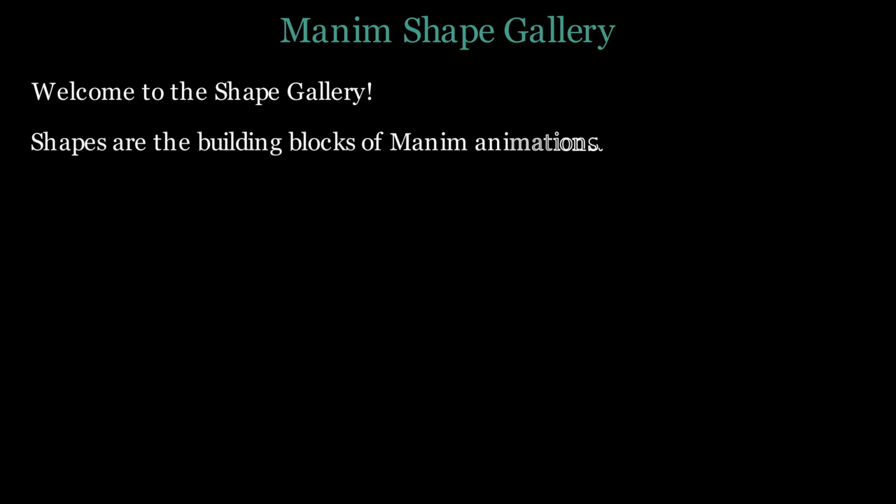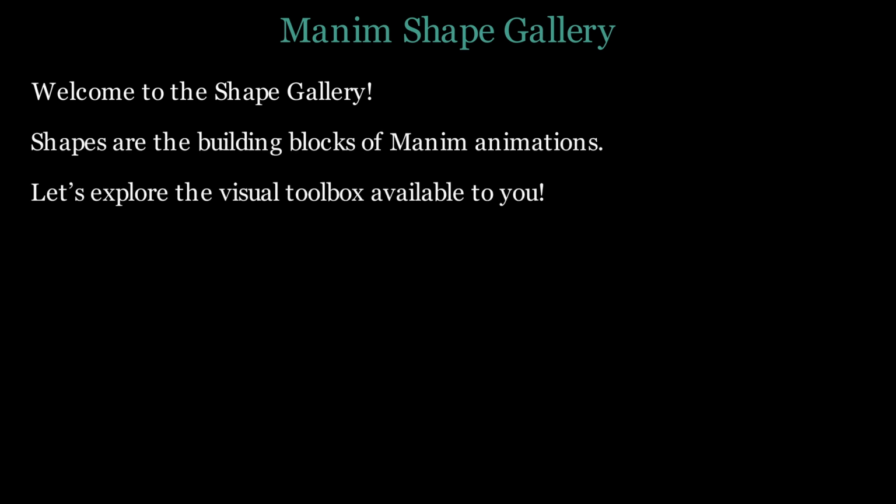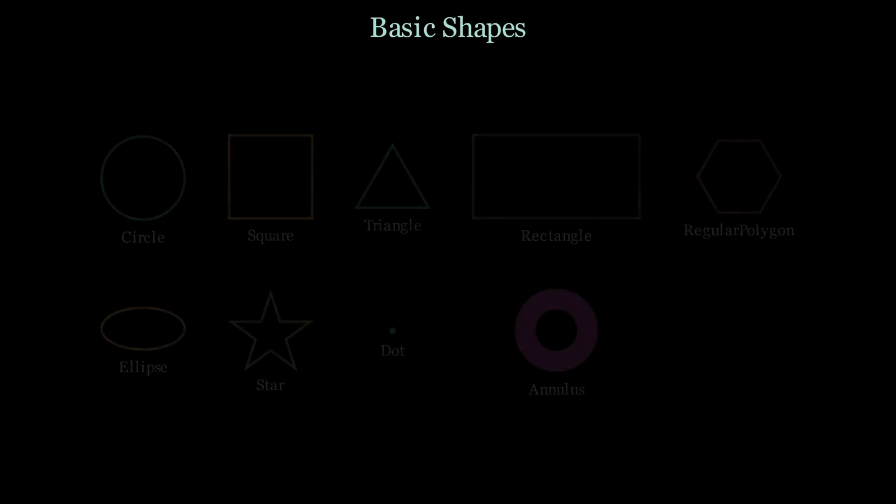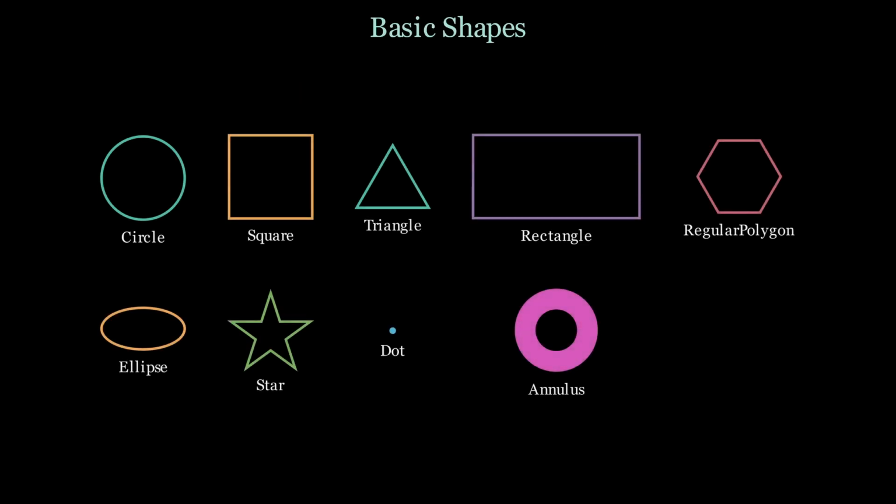This is a pretty comprehensive gallery of shapes that Manim offers. We can obviously make custom shapes, but out of the box, Manim gives us these shapes. Let's pause here for a second and look at some of the basic shapes. So circle, triangle, square, rectangle, regular polygon, ellipse, star, dot, and annulus. Annulus is a ring with some thickness. It is more like a circle with a thick boundary.